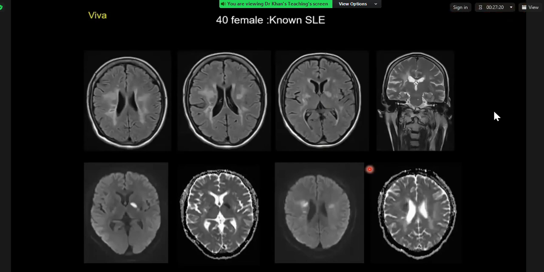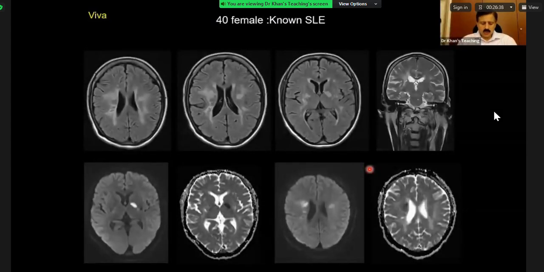Okay, the bilateral periventricular white matter focus of restriction diffusion in the posterior limb of the internal capsule, as well as higher up in the corona radiata. My first differential would be a vascular pathology. Infarcts in SLE are common, I think.